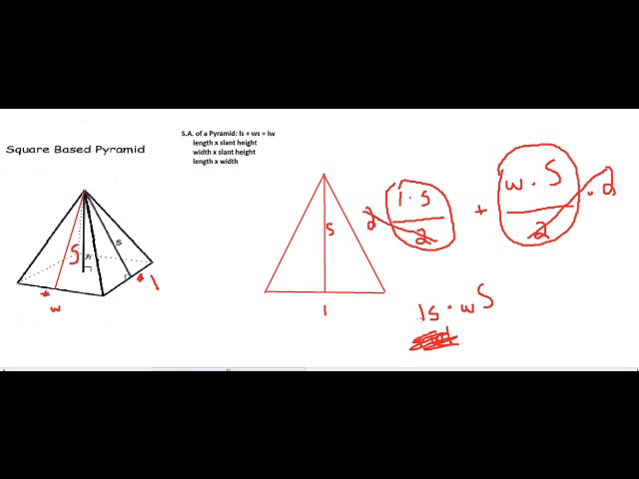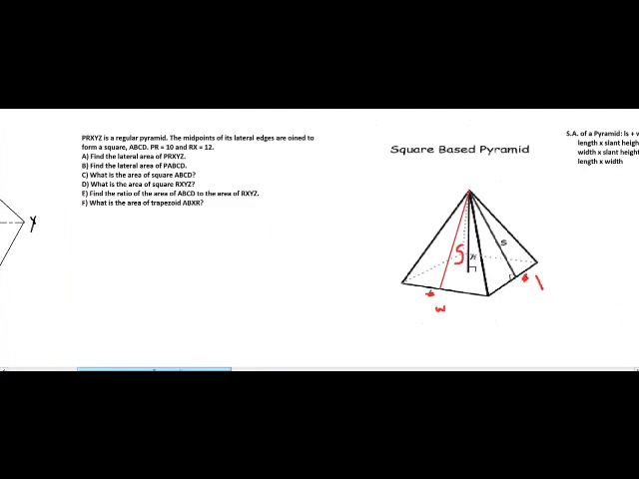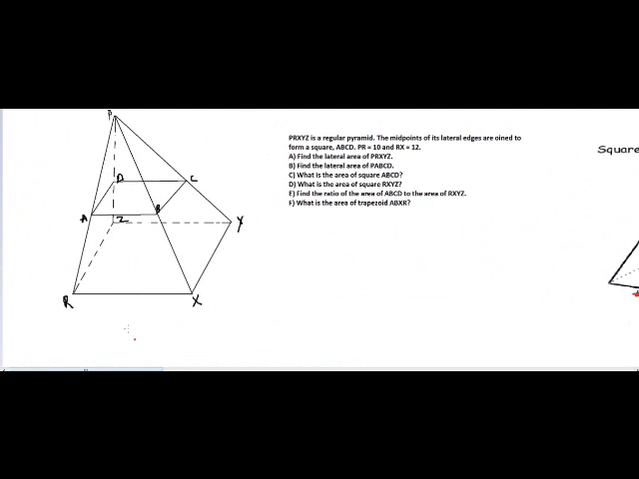What we get is the length times the slant height of one triangle, plus, sorry, this should be a plus, the width times the slant height of the second triangle. So we can use this formula right here to answer this question.